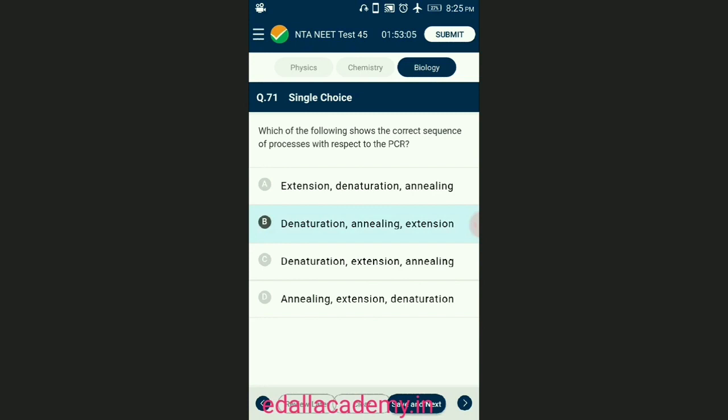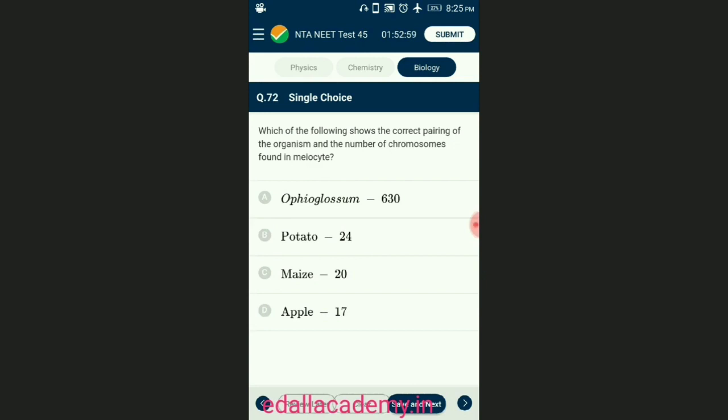Question number 72. Which of the following shows the correct pairing of the organism and the number of chromosomes found in meiocytes? Ploidy of meiocyte is always diploid. Homeoclasm is the pteridophyte having chromosome number in diploid condition 1260. Potato in 2n condition 48, apple in diploid condition that is 34. The answer for this question is option C, maize is 20.